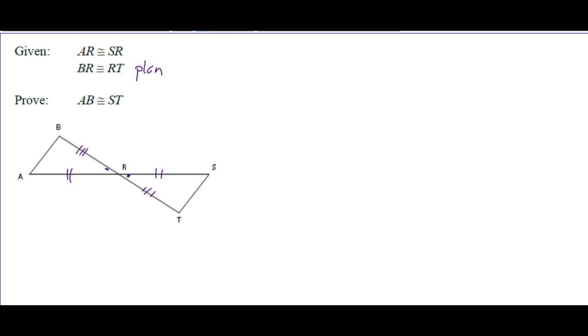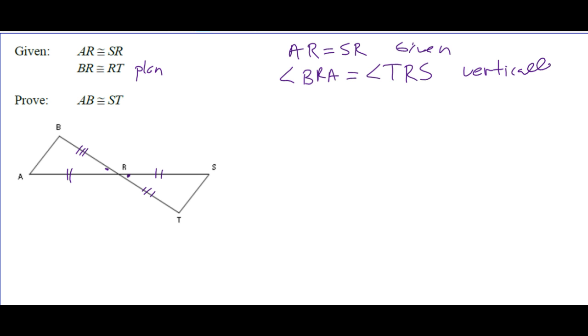We just start with the given. AR is equal to SR, given. That's the side. Now I'm going to make the statement about the angles, because I want side angle side. So angle BRA. What's angle BRA equal to? TRS. We're starting on the side with 3, so B to R is going down the 3 side, so TR. We want angle TRS. And the reason is they're vertically opposite angles.